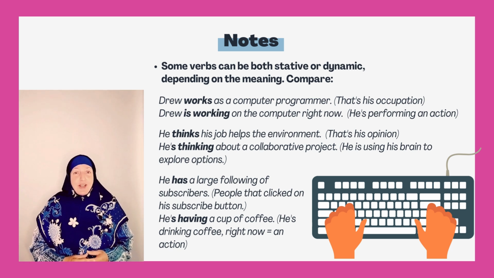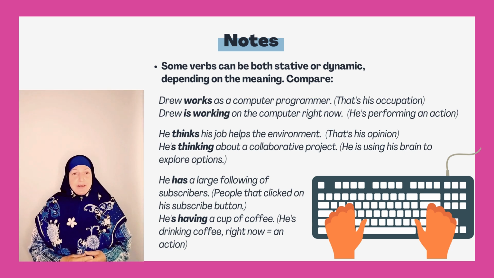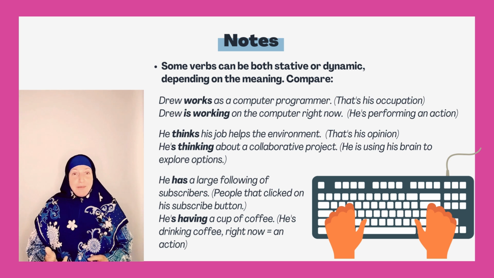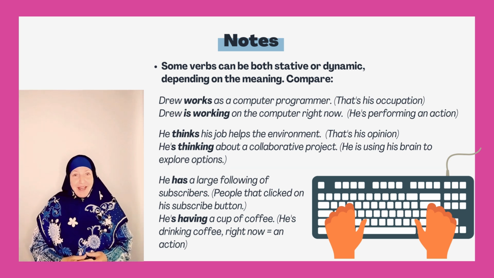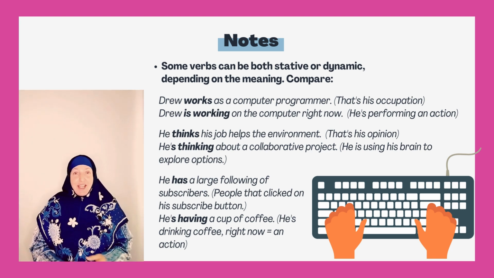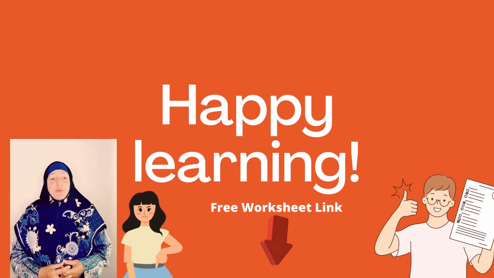He has a large following of subscribers, people that clicked on his subscribe button. You can click on our subscribe button too. He's having a cup of coffee. He is drinking coffee right now, an action. It's important to work on tenses in written form so you can get better at speaking English.